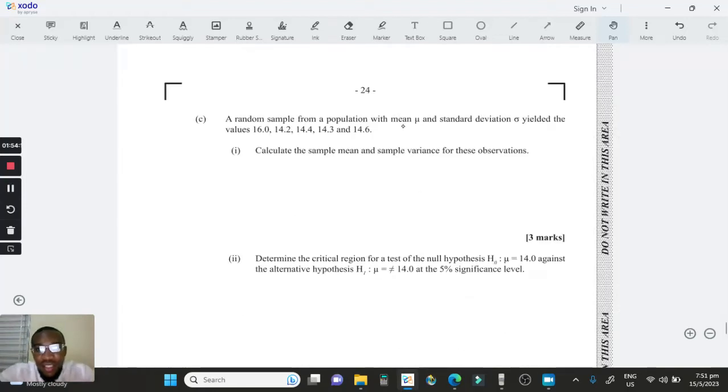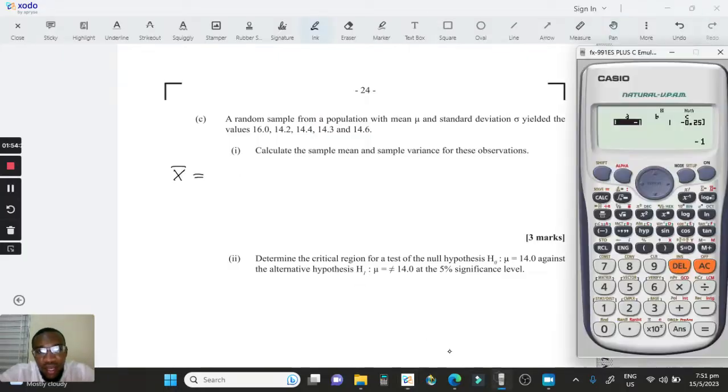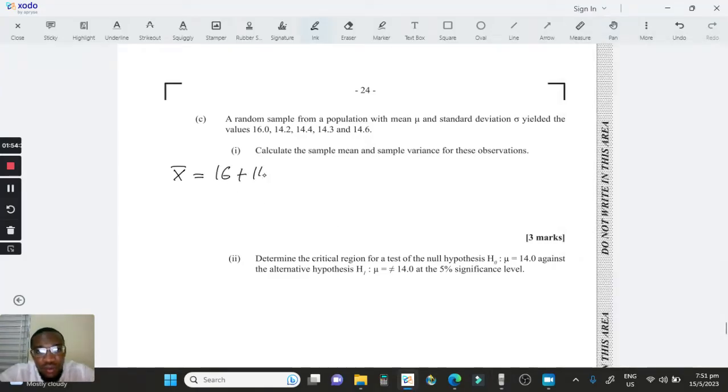It says a random sample is this. Calculate the sample mean. The sample mean is add up everything and divide by n. So take out our calculator. There's nothing really to do, but just add. So the sample mean is 16 plus 14.2 plus 14.4 plus 14.3 plus 14.6 divided by 1, 2, 3, 4, 5. And we do that.